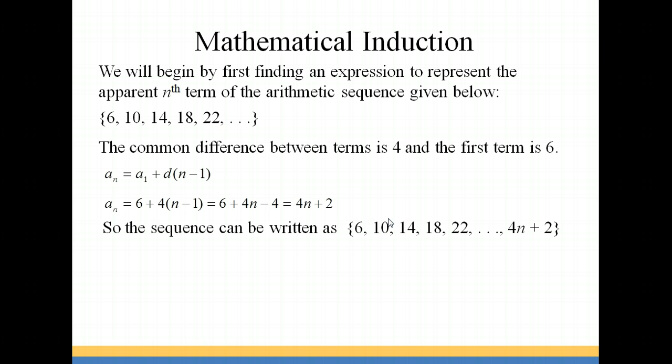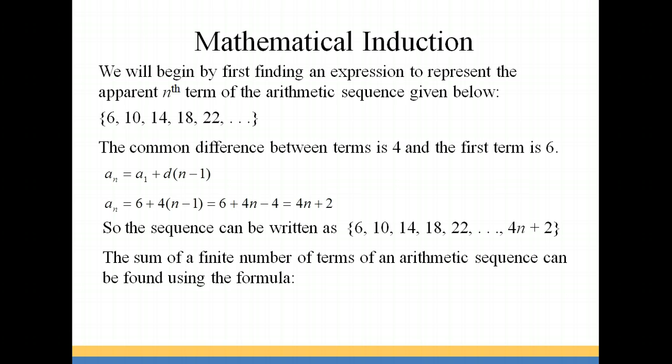So now what we're going to do is rewrite our sequence as 6, 10, 14, 18, 22, and so on until we reach 4n plus 2. By rewriting it this way, we're saying that this is a finite sequence with n terms. So the first term of our sequence is 6, and the last term is 4n plus 2.